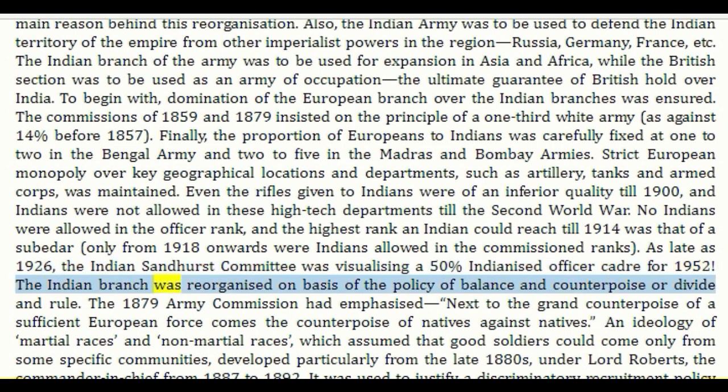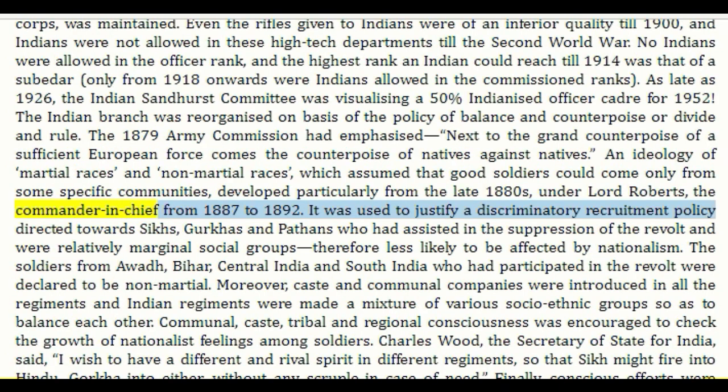The Indian branch was reorganized on the basis of the policy of balance and counterpoise, or divide and rule. The 1879 Army Commission had emphasized, next to the grand counterpoise of a sufficient European force comes the counterpoise of natives against natives. An ideology of martial races and non-martial races, which assumed that good soldiers could come only from some specific communities, developed particularly from the late 1880s under Lord Roberts, the Commander-in-Chief from 1887 to 1892.